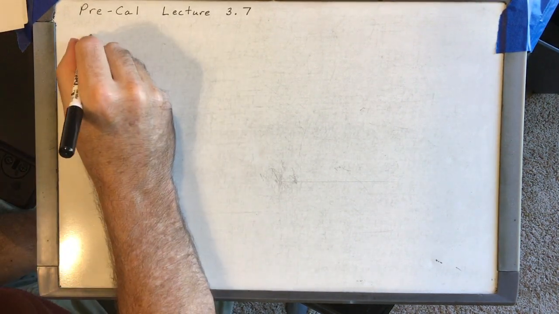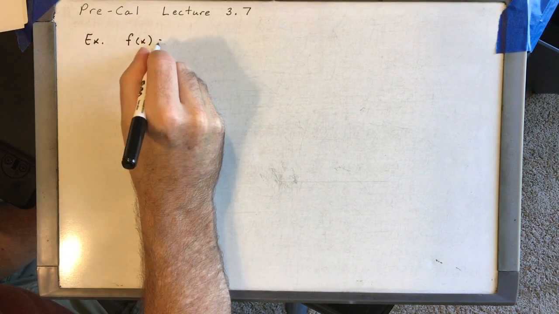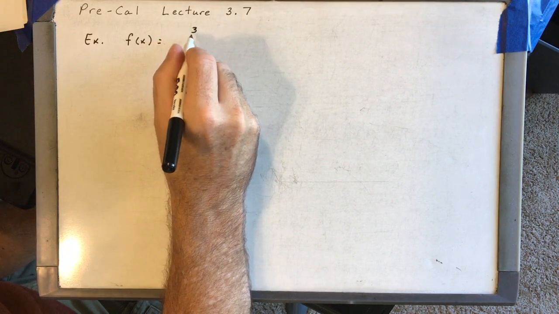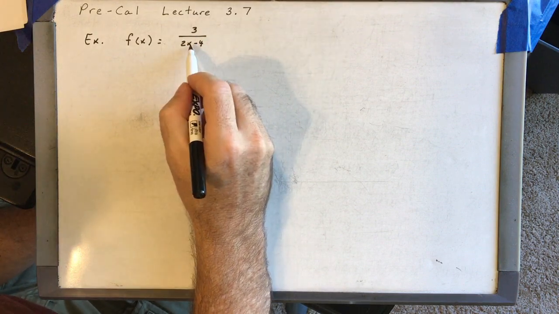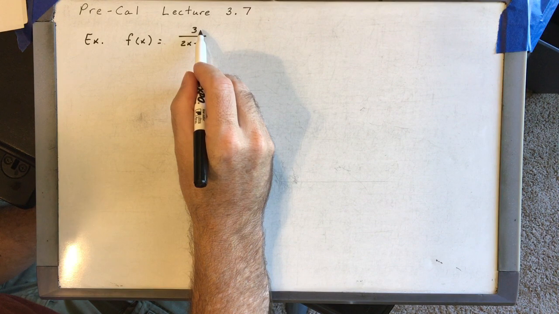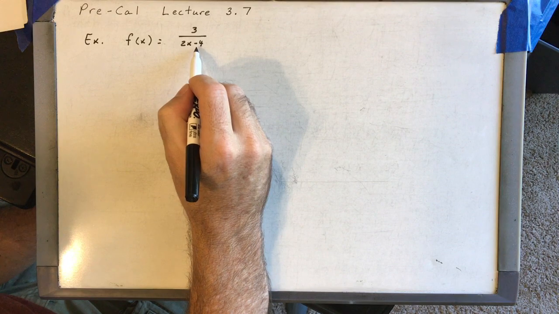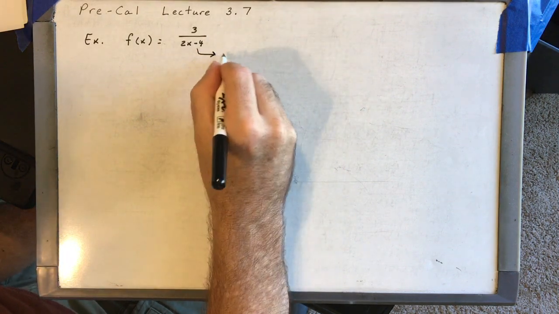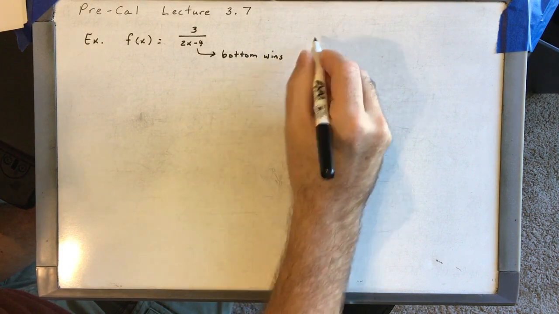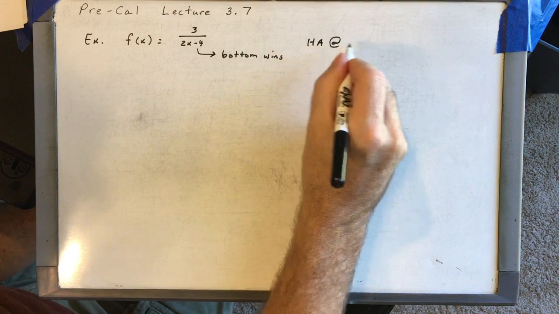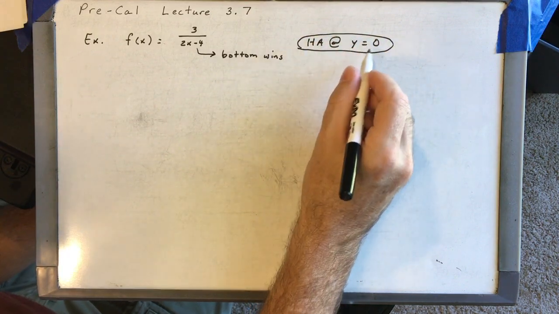The first one is we want to find the horizontal asymptote of f of x is equal to 3 over 2x minus 4. Well, there's no x in the numerator. So the bottom wins. The bottom has the largest power of x. You can think of it that way, as a competition. So we have a horizontal asymptote at y equals 0. If the bottom wins, the horizontal asymptote is at 0.